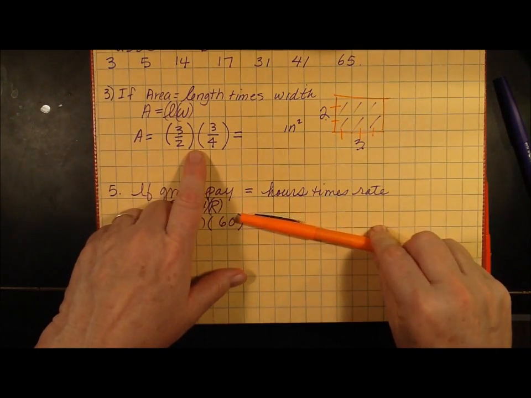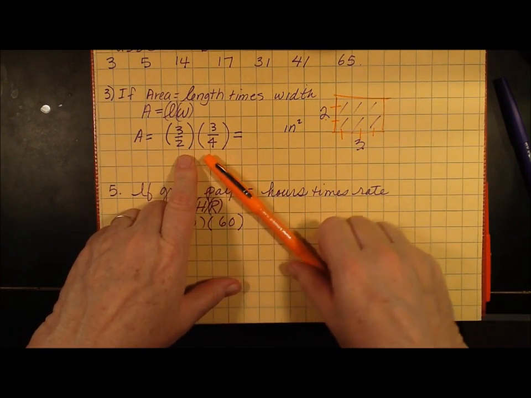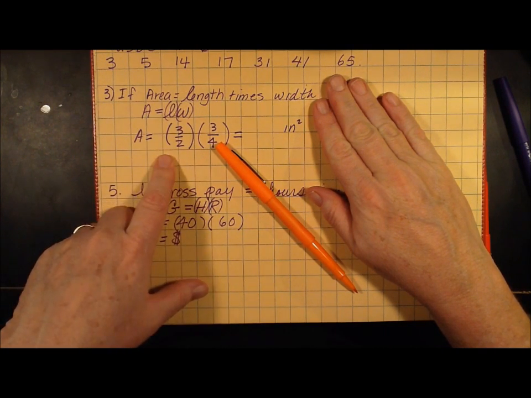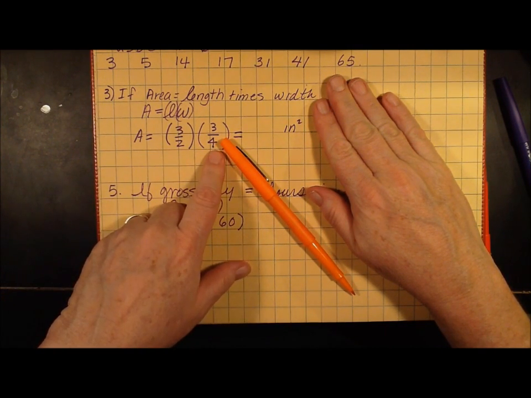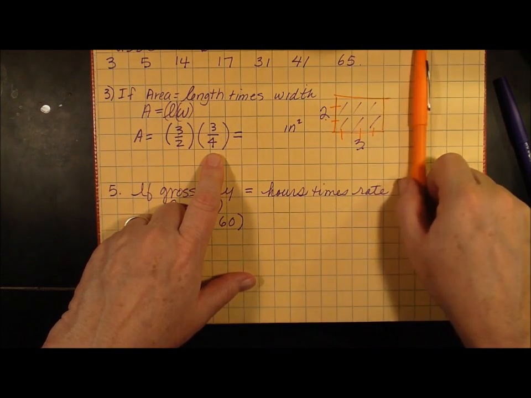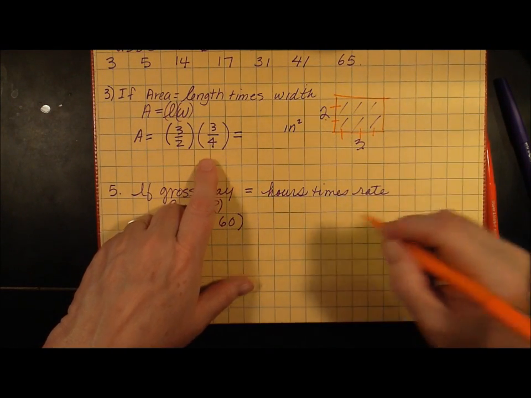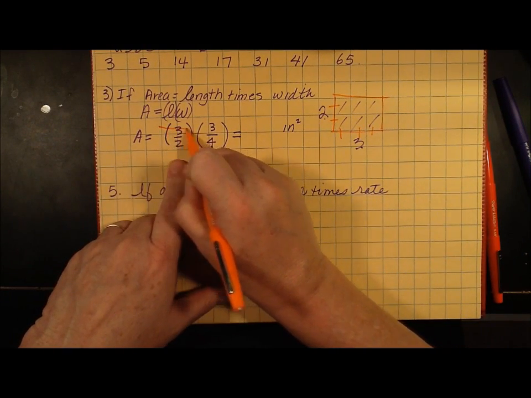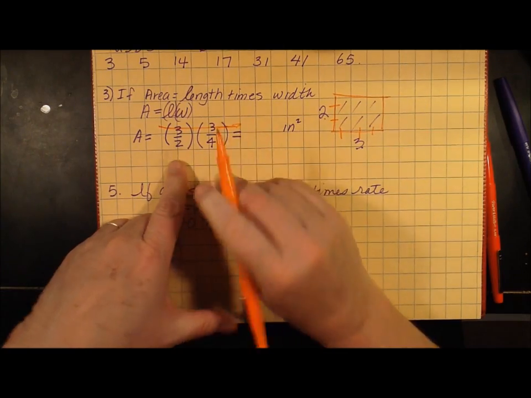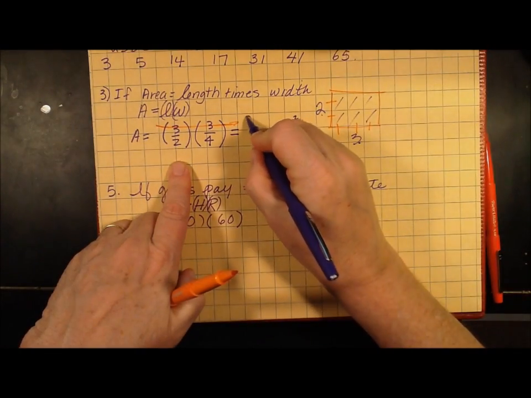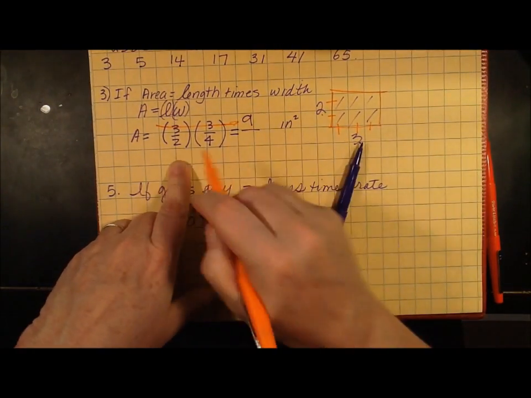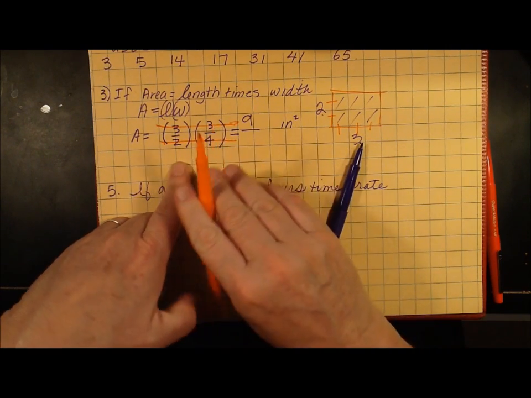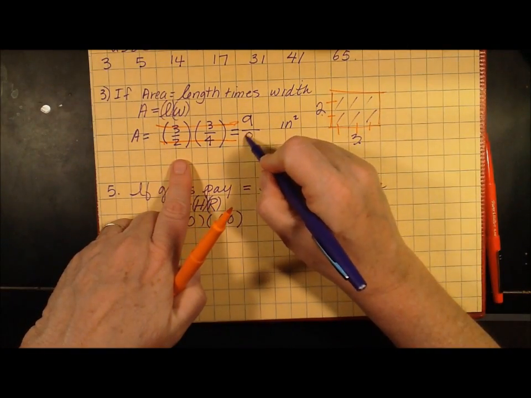To do this mathematically, they've given us some measurements. In this case, the measurement of one side is 3/2, and the measurement of the other side is 3/4. To solve this, you have to use your multiplying fraction skills, so we are going to multiply across the numerators. 3 times 3 is 9, and then we're going to multiply across the denominators. 2 times 4 is 8.